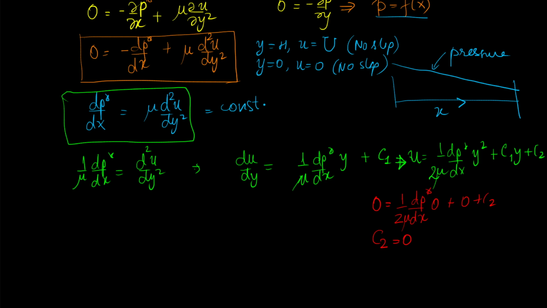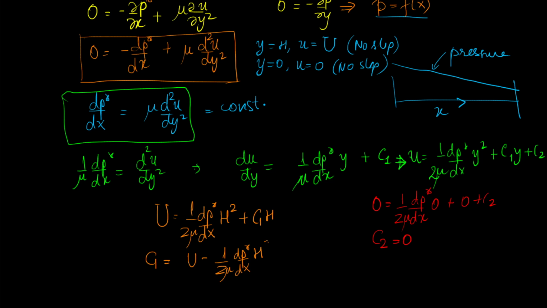And for this boundary condition, at y equal to h, u equal to capital U. So capital U is equal to 1 upon 2 mu dp star dx h square plus c1 h, because c2 is 0. So c1 is U minus 1 upon 2 mu dp star dx h square, and then you have to divide everything by h. So this h square becomes simply equal to h.